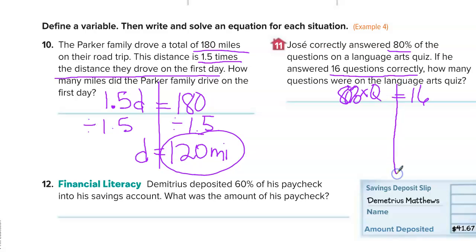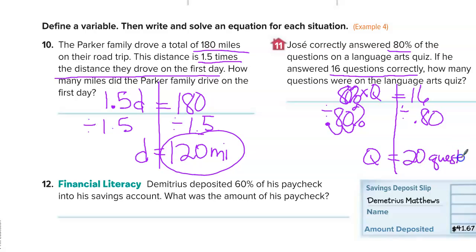Here's the only part that I'm wondering if it tricked us or not. I'm starting on the side with the letter, and I'm going to divide by 80%, but can I just divide it by 80? No. I need to change that to a decimal, 0.8, before I divide. So your answer should have been 20 questions.